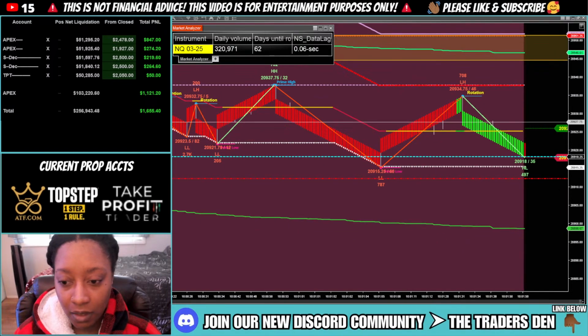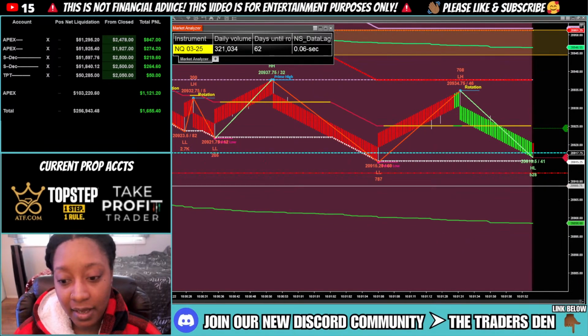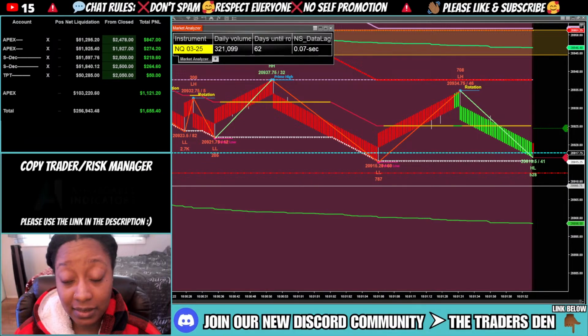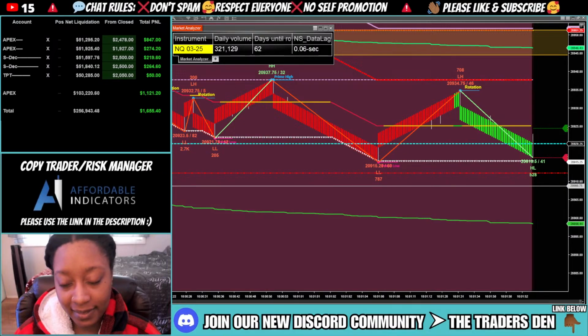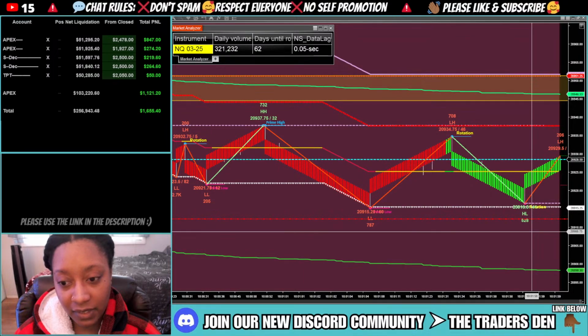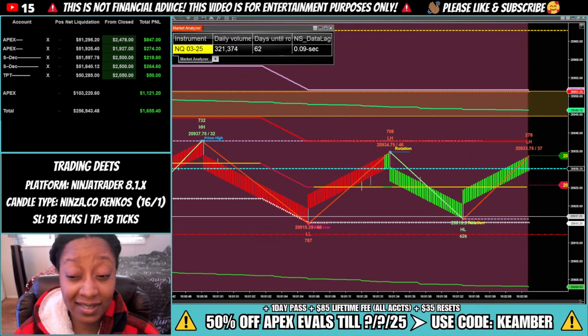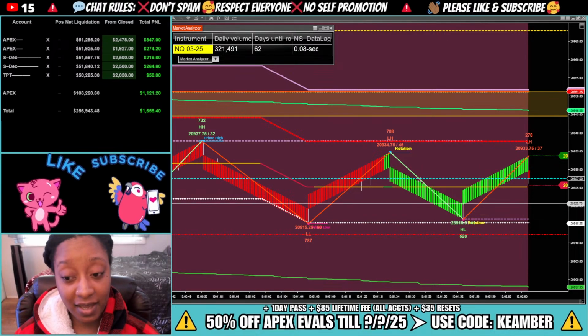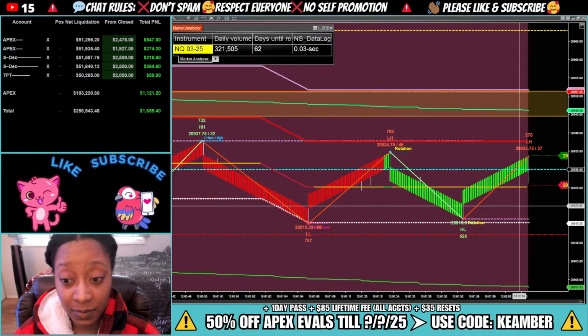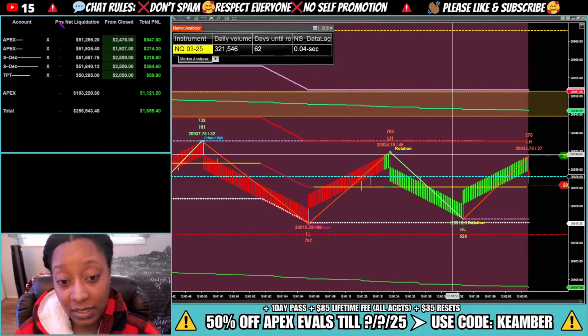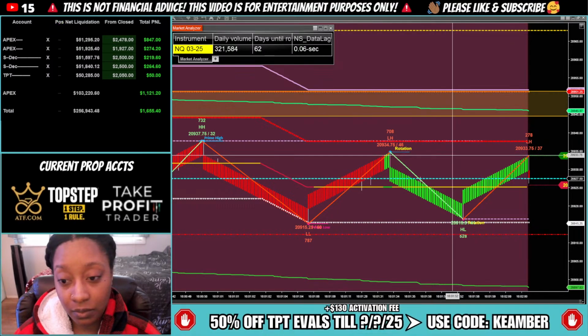But since that is the case, I want to risk 25% of my drawdown while I'm in evals. That's what I'm going to be doing in the future. So I want to make sure that my strategy can sustain with that, which so far it has been. So we're going to continue that even after this renewal.